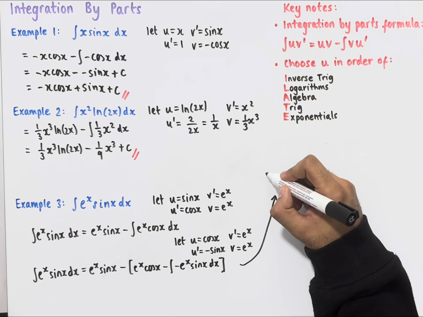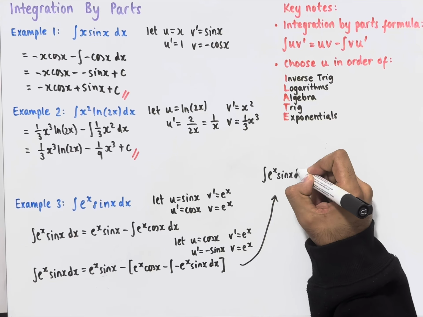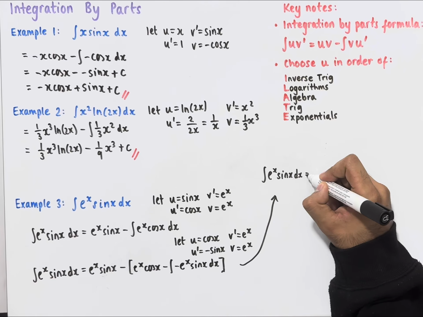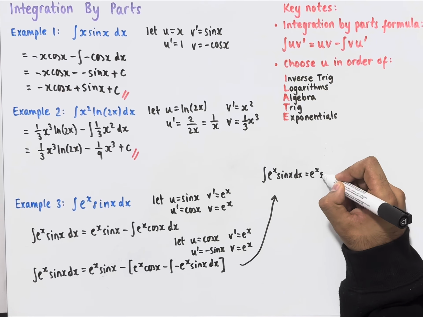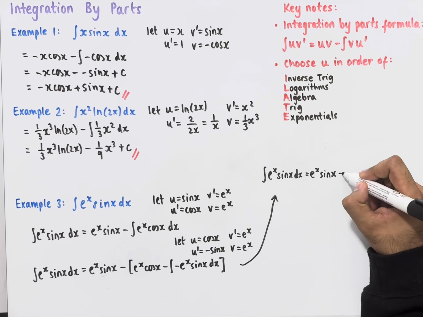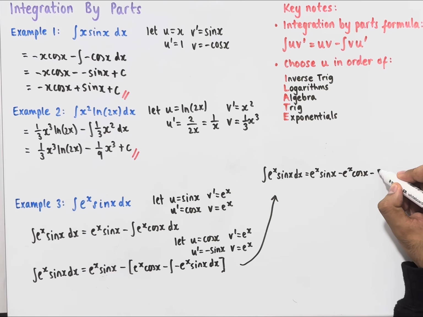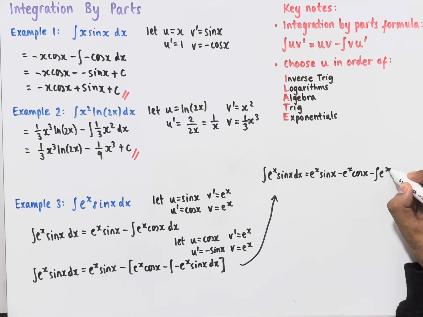Now this becomes the integral of e to the x sine x with respect to x equals e to the x sine x. And now if we expand the bracket here, we get minus e to the x cos x. And now the minus inside the bracket, the minus here is going to become plus, and then expanding this out with the negative gives us minus the integral of e to the x sine x with respect to x.